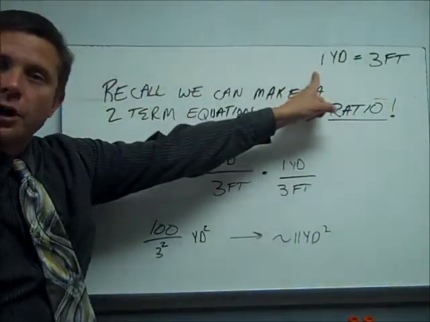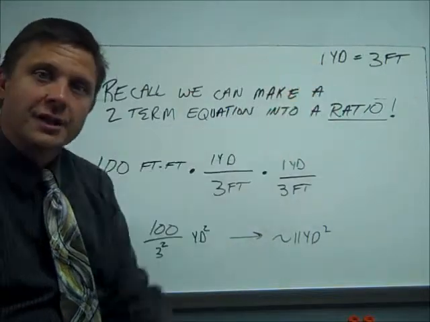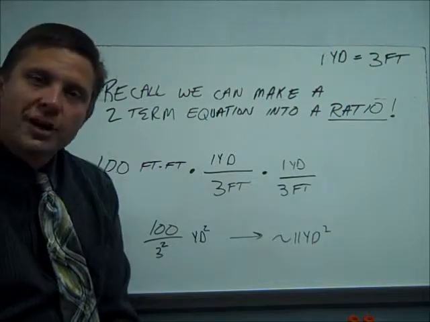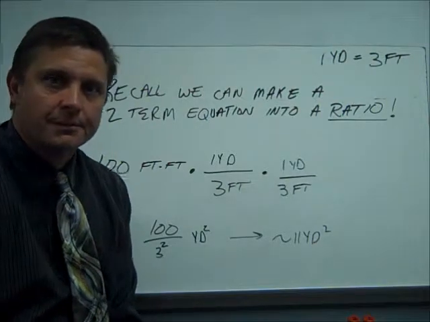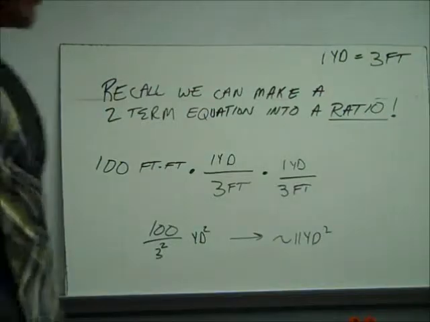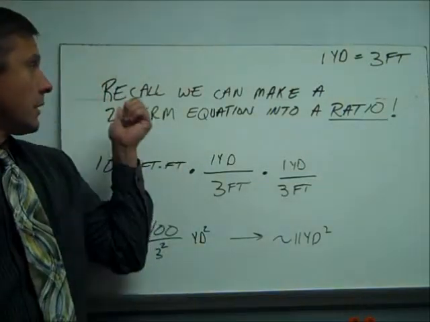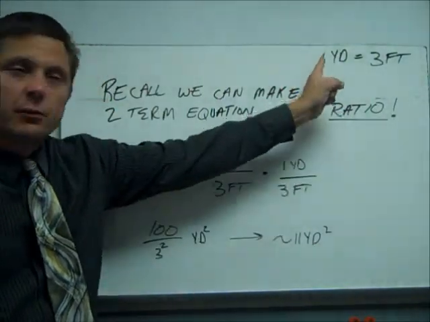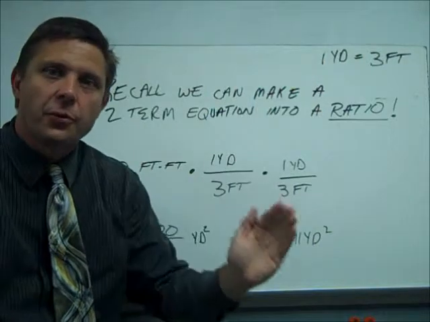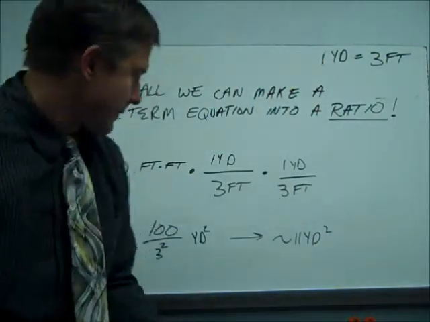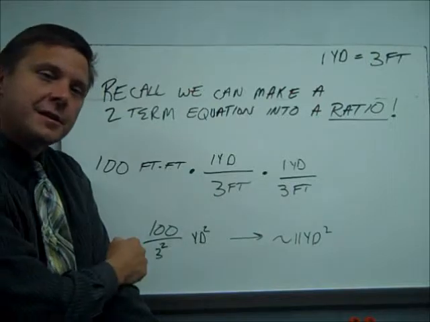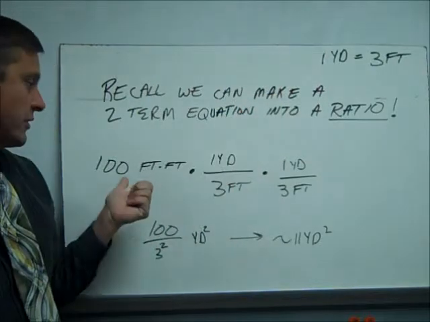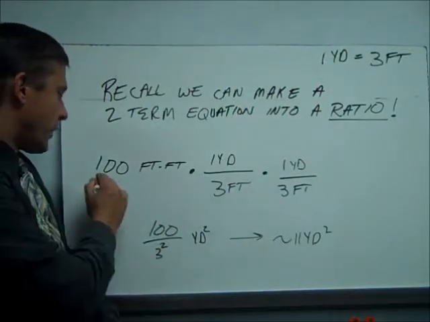So if we know 1 yard is equal to 3 feet, and the conversion, again, you can look up on the internet, I will always give conversions, we can make a two-term equation into a ratio. Recall, we can make a ratio out of a two-term equation, and it's equivalent because 1 yard and 3 feet are exactly the same. So I want to convert 100 feet into yards. Well, again, I'll take my conversion. I know that the feet are on top here, and this is over 1. Sometimes that helps students.